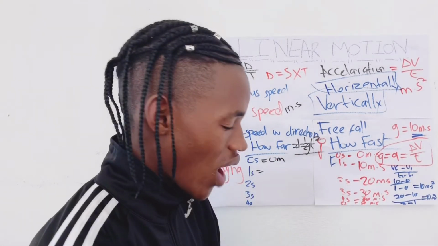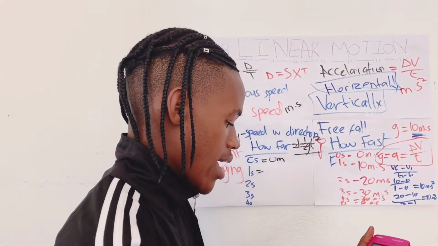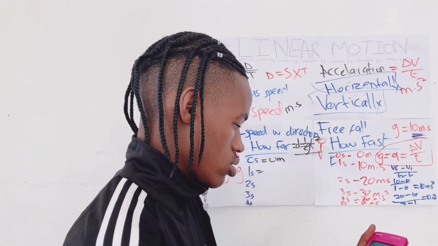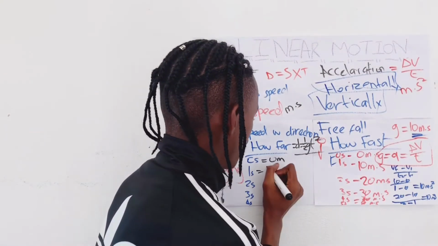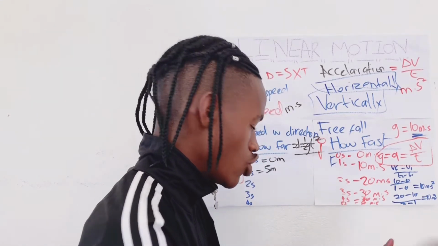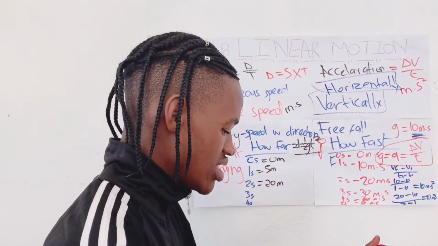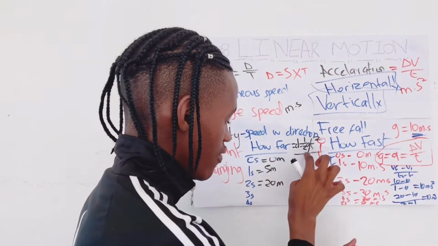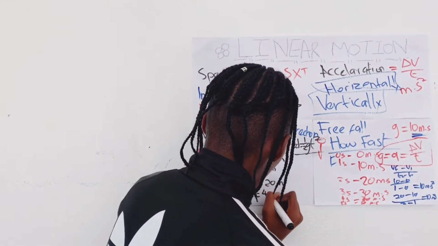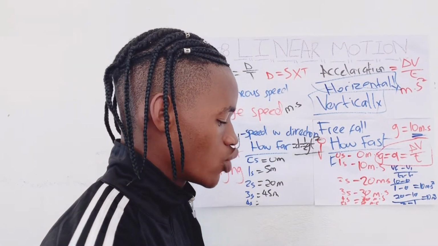And then now for 1 second you take the t, and you put your 1, and you find your answer of 5 meters. For 2 seconds, you just go to your formula, you put a 2 there, then you find your answer of 20 meters. Then for 3, you do the same thing. You put your 10 for g, and then for your time, you put your 3 there, and then you get 45 meters. And then for 4 seconds, you put your 4 there for t, and then you get 80 meters.